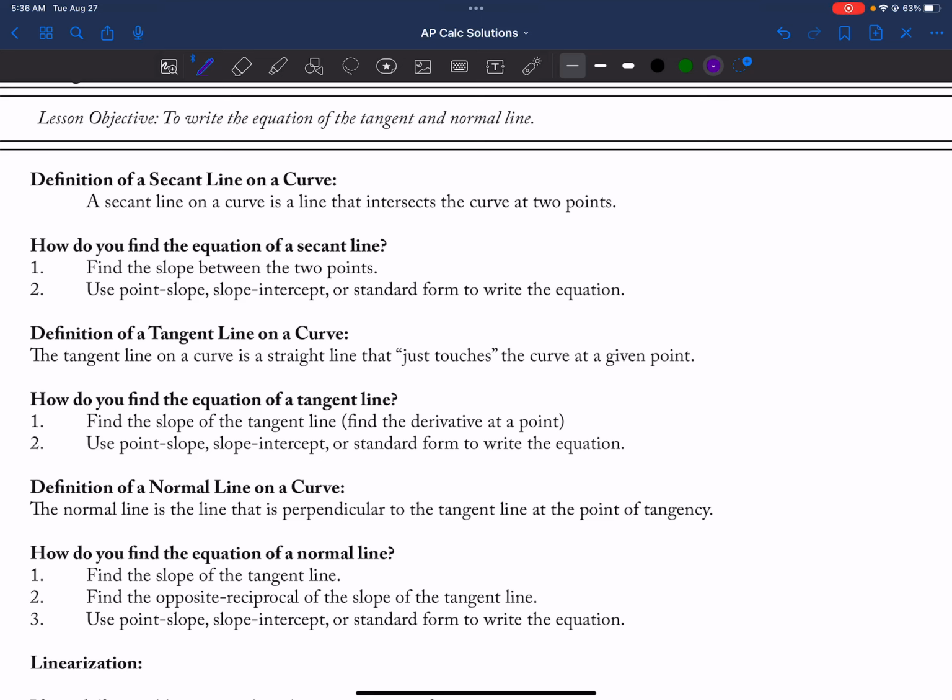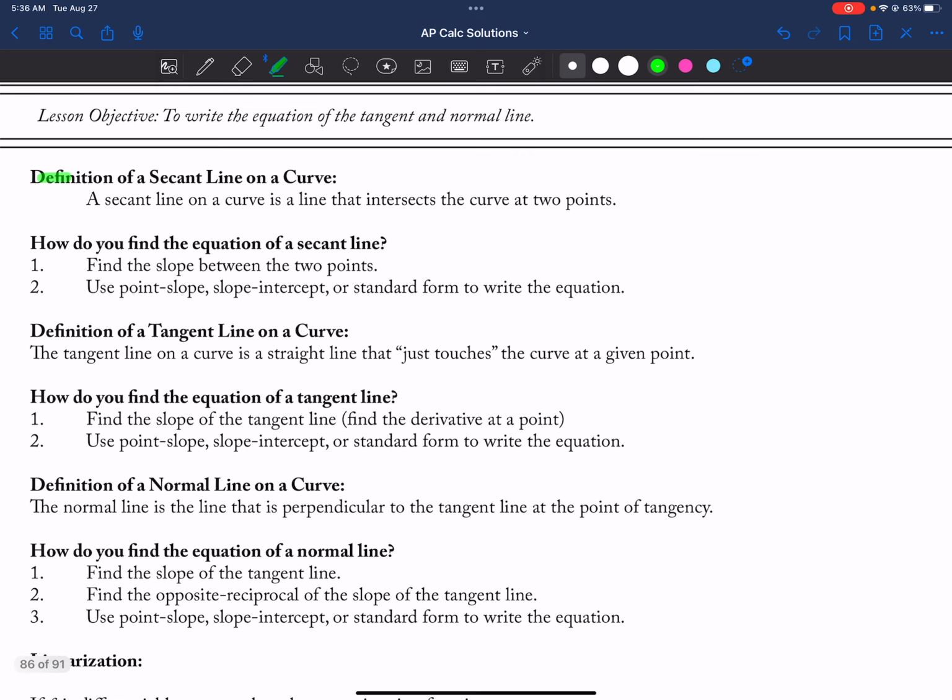Okay, so let's go ahead and take a look at this lesson. This lesson is writing the equation of the tangent and the normal line. First thing we start off with is the definition of a secant line. A secant line is just a line that connects 2 points together. We have found equations of secant lines forever. You find the slope, you use point slope form to write the equation.